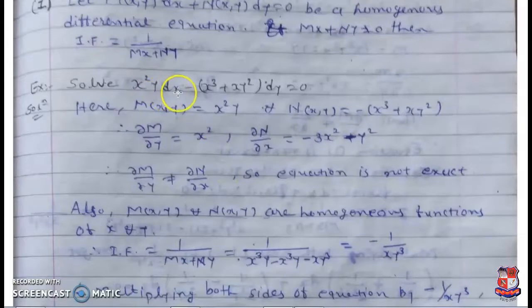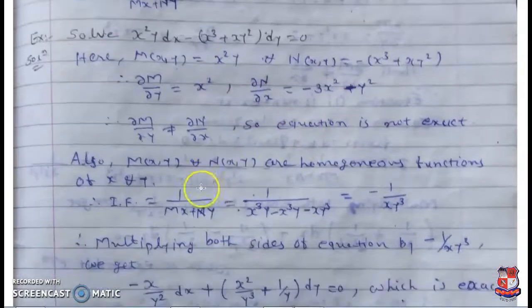Here x²y dx − (x³ + xy²) dy = 0. Then we have to compare. We get M = x²y and N = −(x³ + xy²). Differentiating M with respect to y, we get x². Differentiating N with respect to x, we get −3x² − y². Here ∂M/∂y is not equal to ∂N/∂x, so this equation is not exact, it is non-exact.